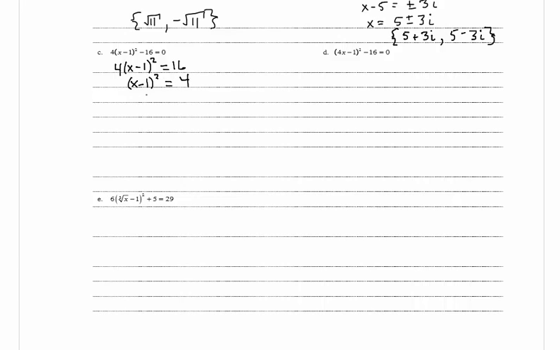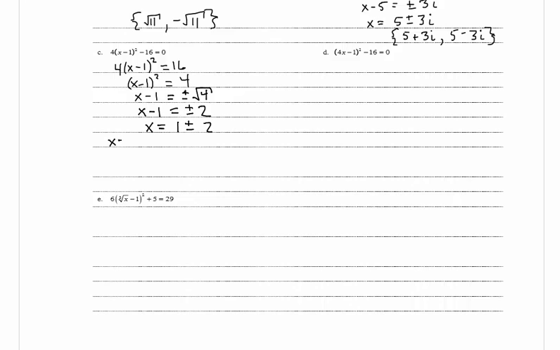And now I'm going to take the square root of both sides. So I get x minus 1 is equal to plus and minus the square root of 4. And the square root of 4 is equal to 2. So I have x minus 1 is equal to plus and minus 2. And then we're going to add 1 to both sides. So x is equal to 1 plus and minus 2.